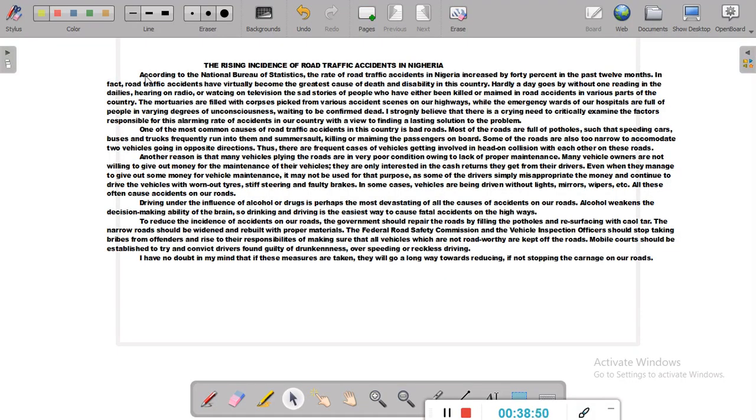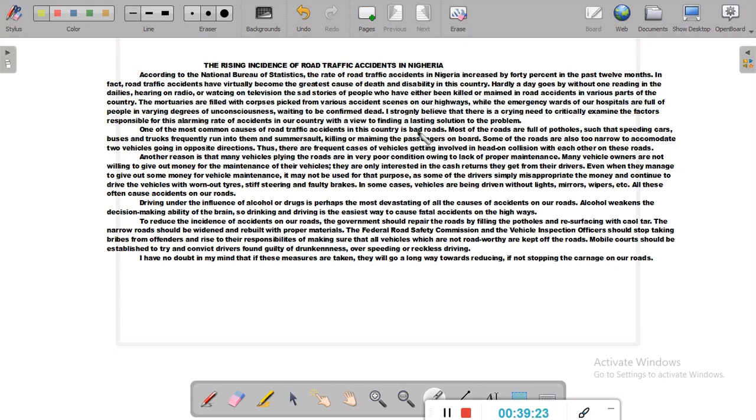Now we can see our introductory paragraph, and then this is paragraph 2. From here we can now begin to discuss, and here we are saying one of the most common causes of road traffic accidents in this country is bad roads. Remember, bad roads is one of the main points we jotted down in our outline.